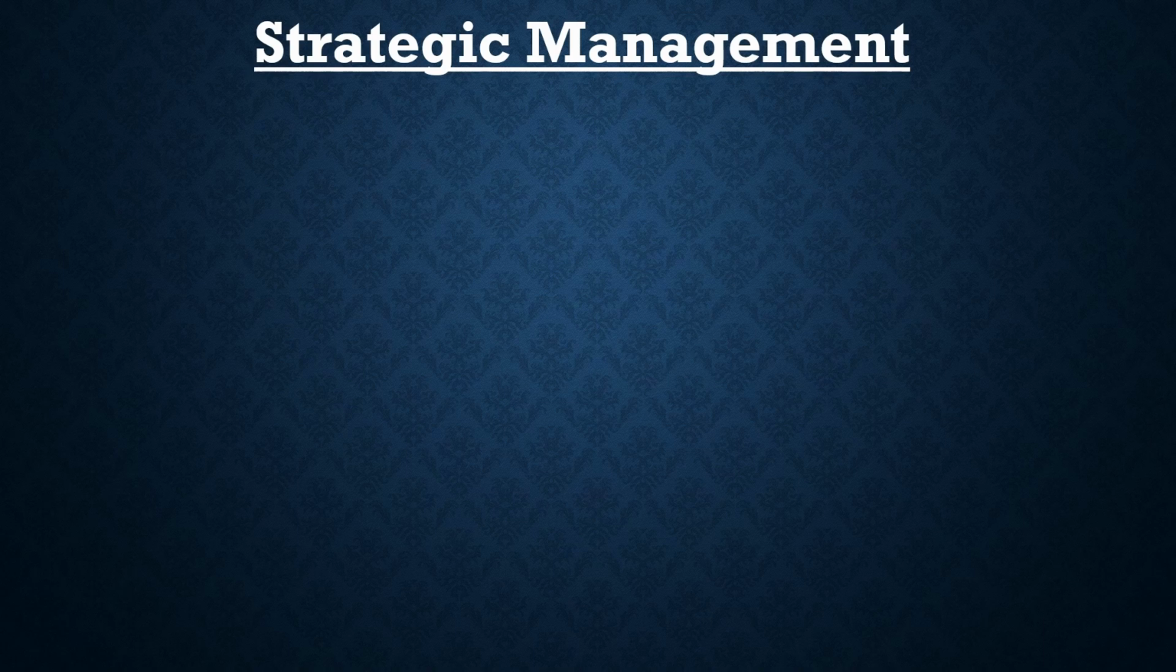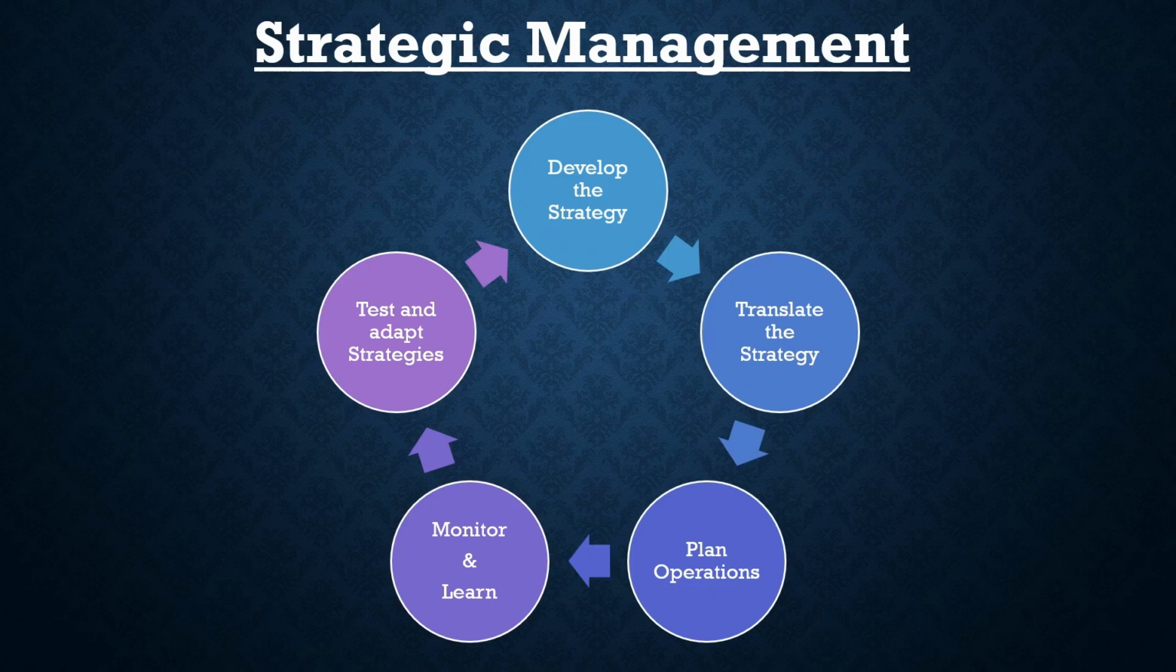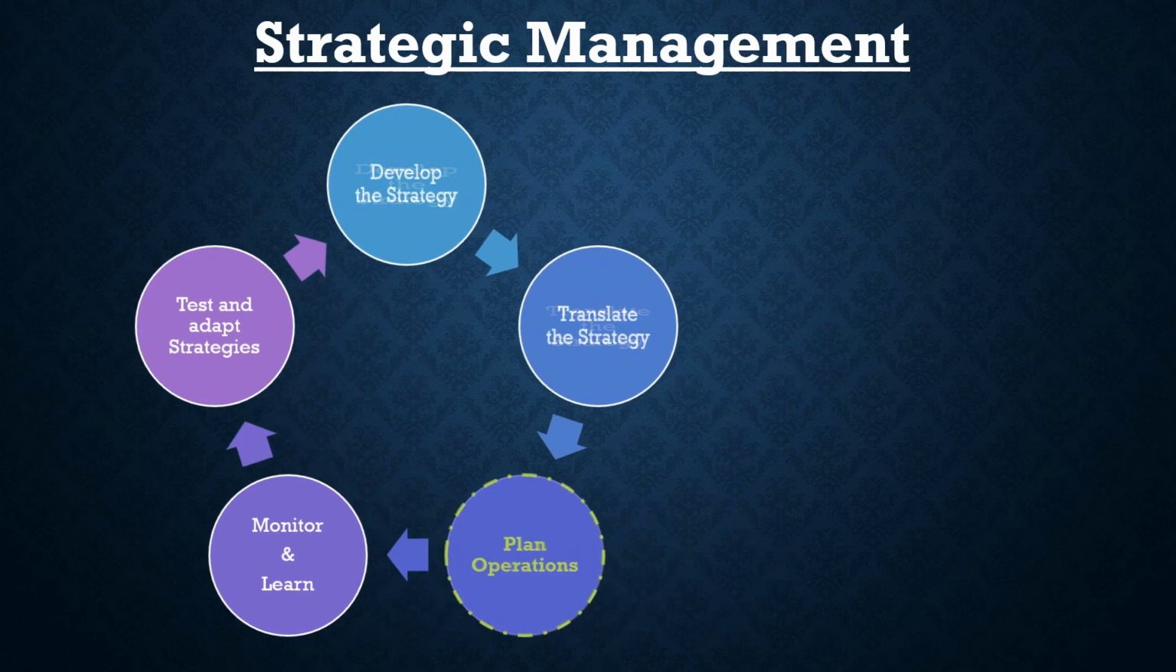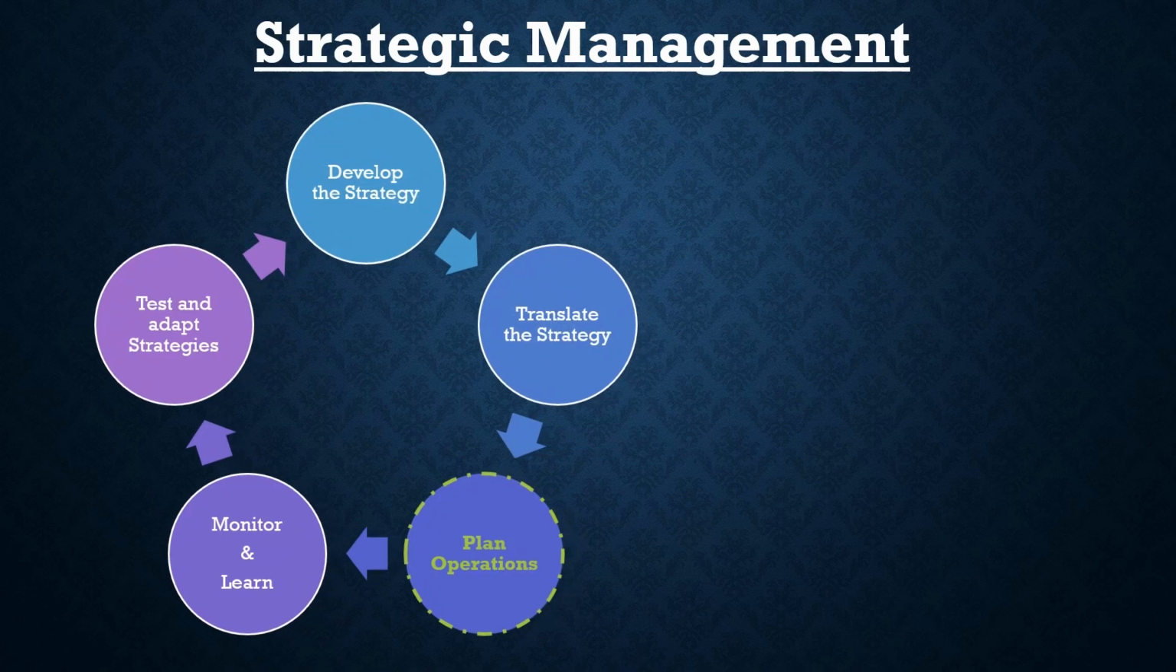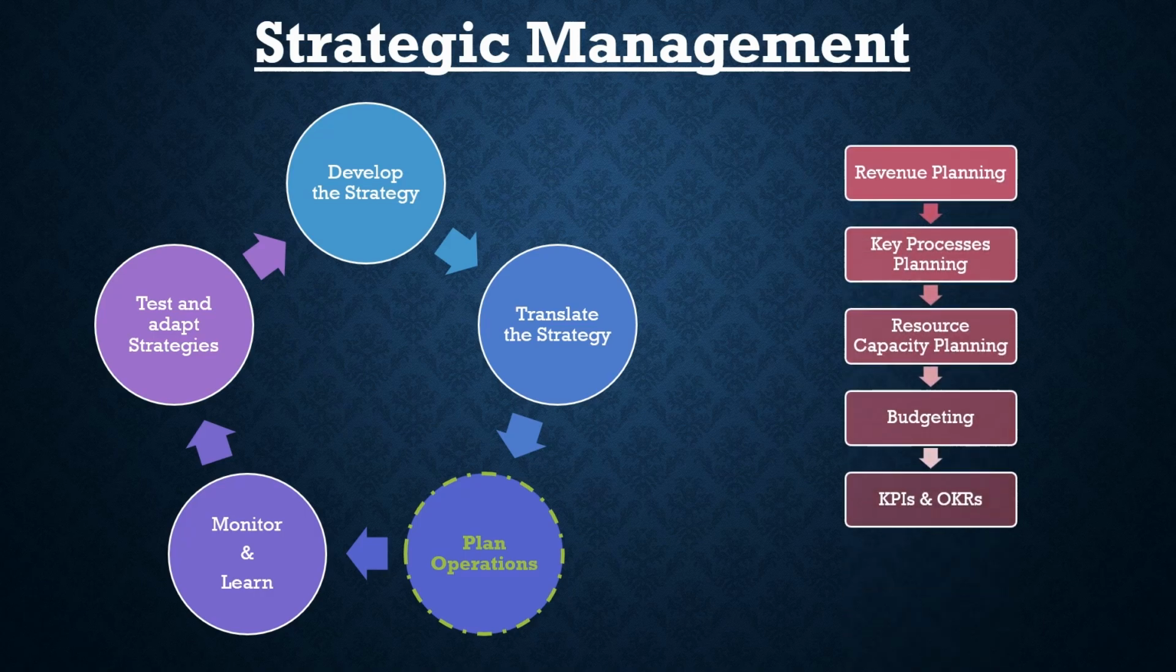Previously, in video number 1, we were introduced to an overall strategic management framework. And in the videos that followed, we first took a deep dive into the first and second steps of that framework, namely developing and translating the strategy. In this video, we continue our discussion around the third step, namely planning operations. Here, we will assess the fifth and final technique in planning operations, namely preparing our KPIs and OKRs.